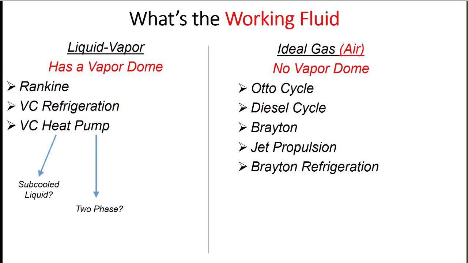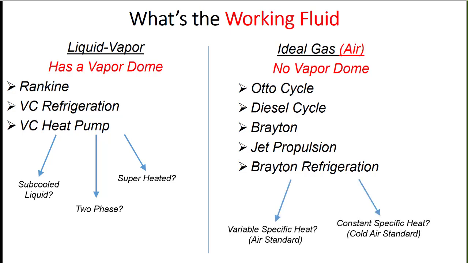So if it's something that bounces across the vapor dome, we have to know: is it a subcooled liquid, a two-phase mixture, or a superheated vapor? And we have to know, is it an ideal pump? Because we have a different equation for an ideal pump: specific volume times the change in pressure. And if it's an ideal gas, then we have to ask, is it variable specific heat or constant specific heat? And then we also have to ask, is it an isentropic process?